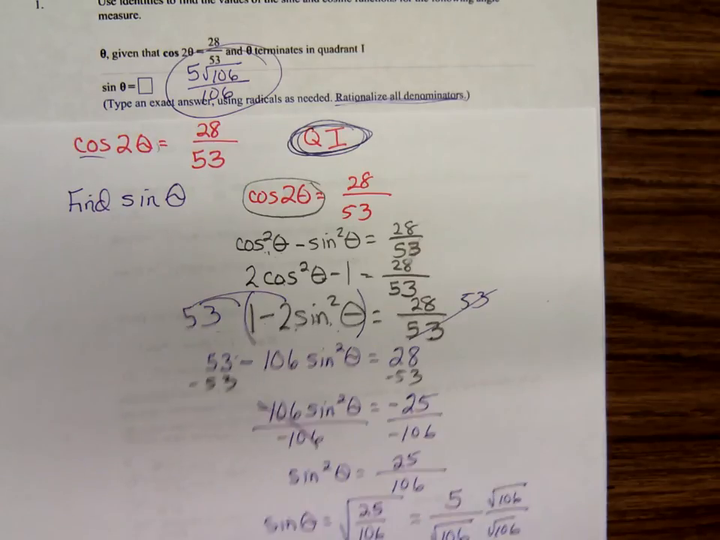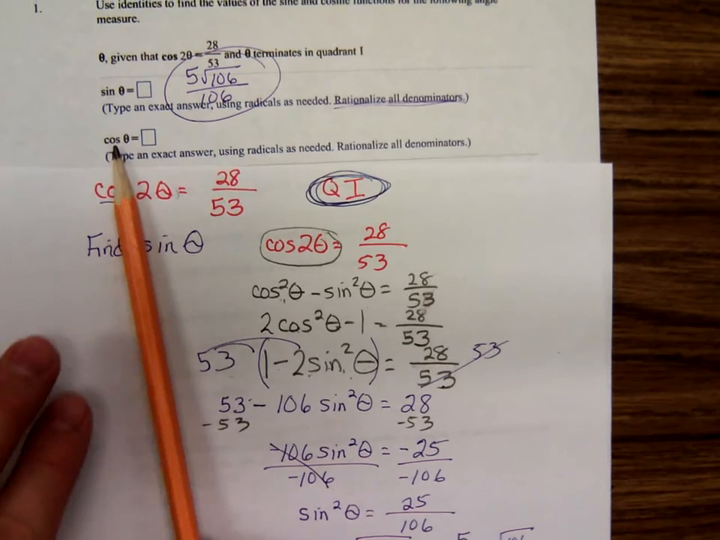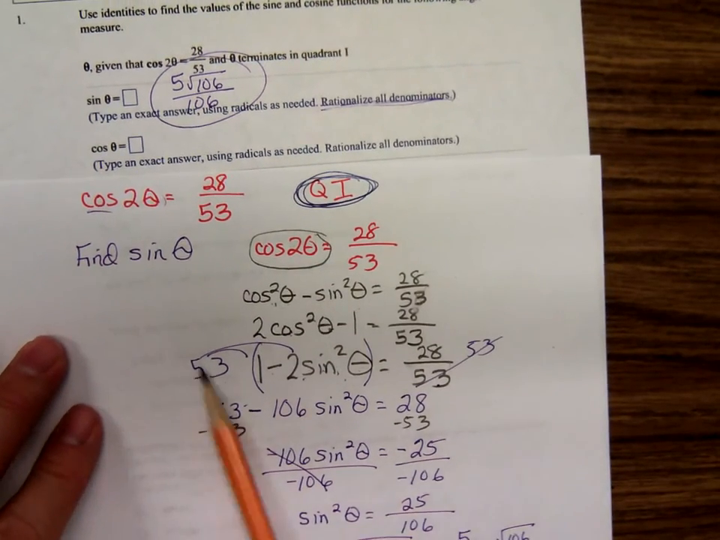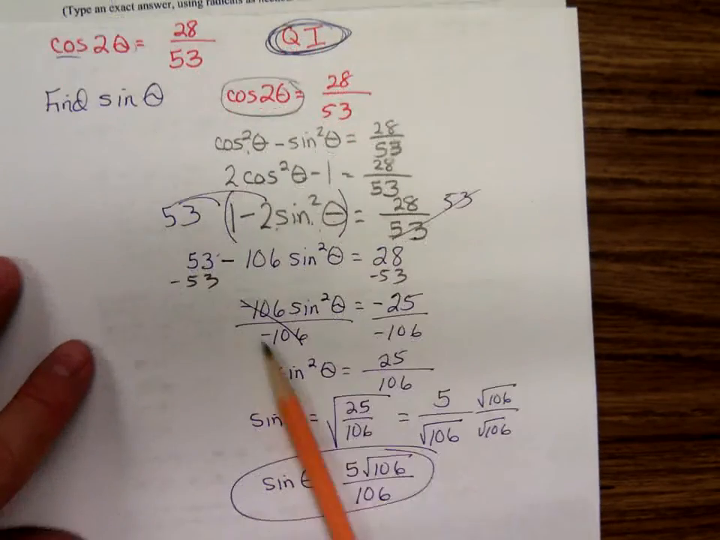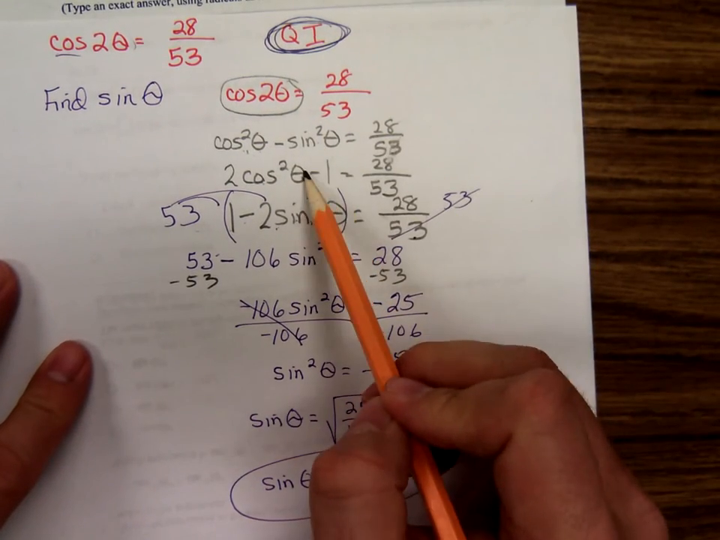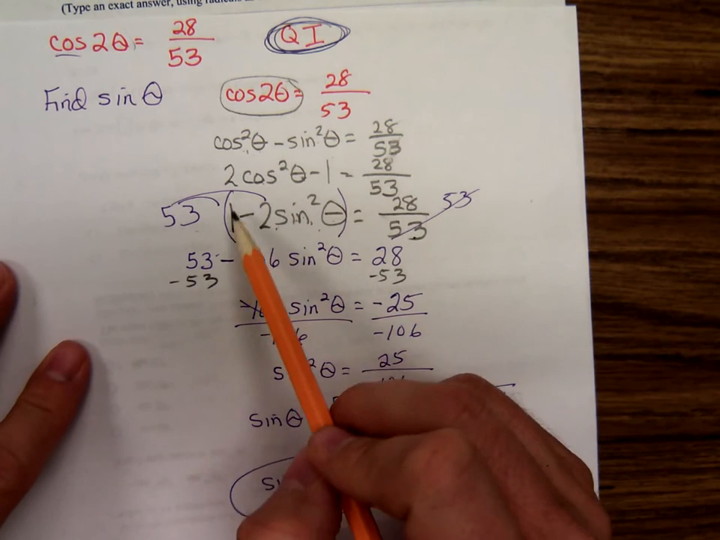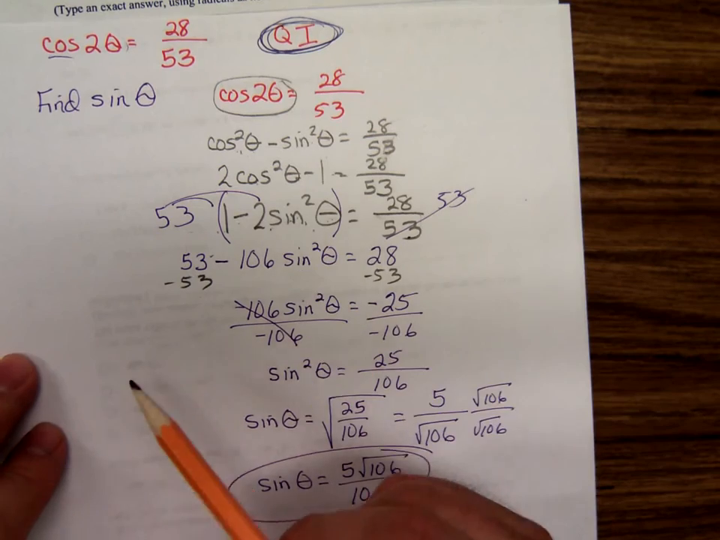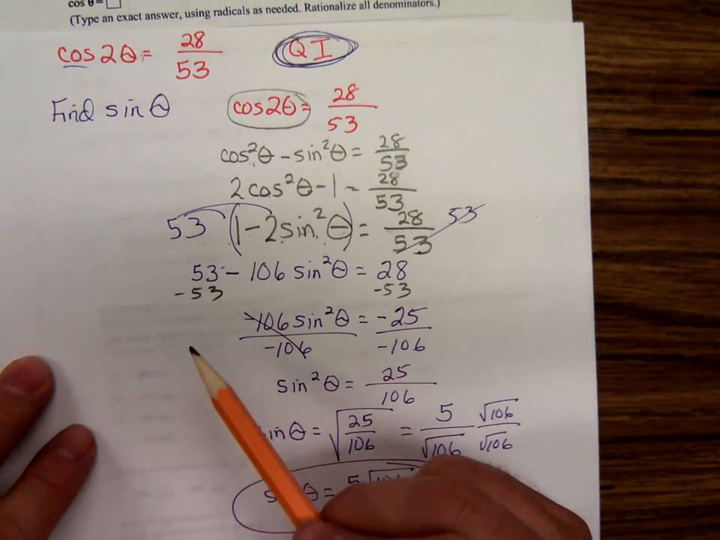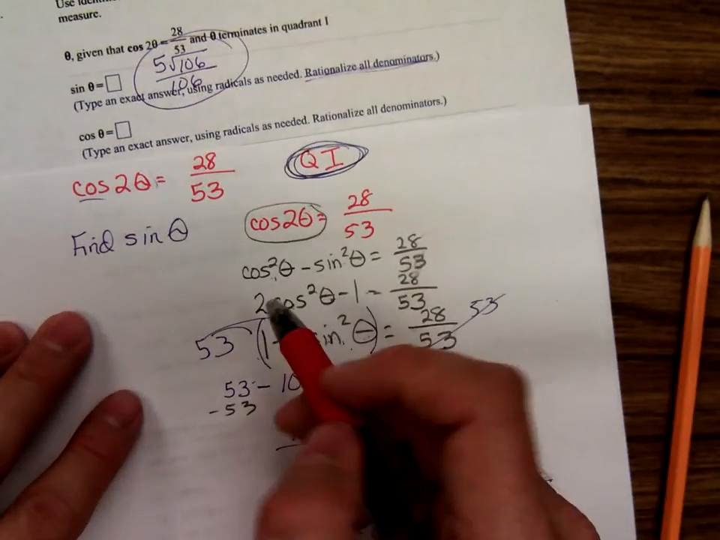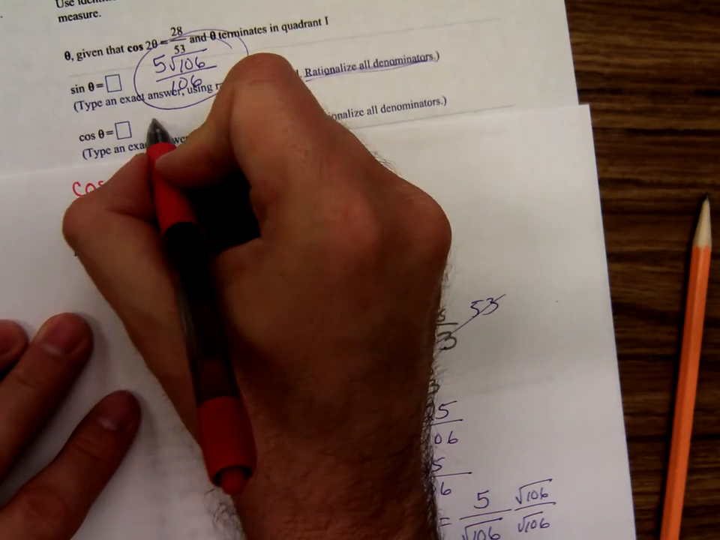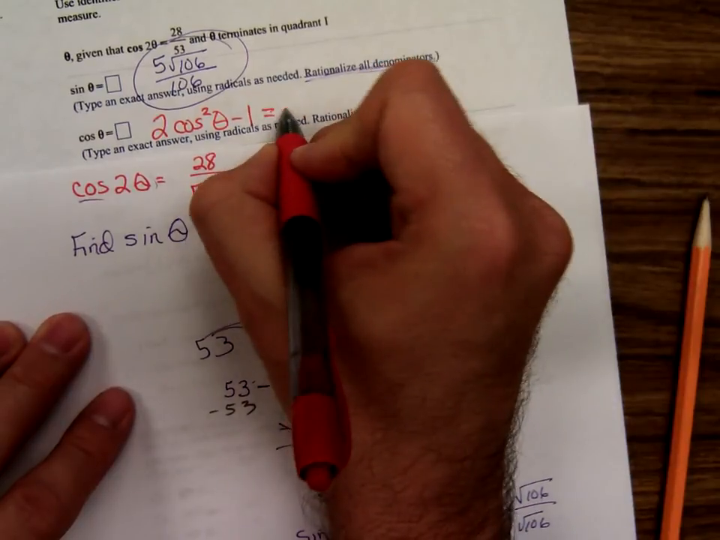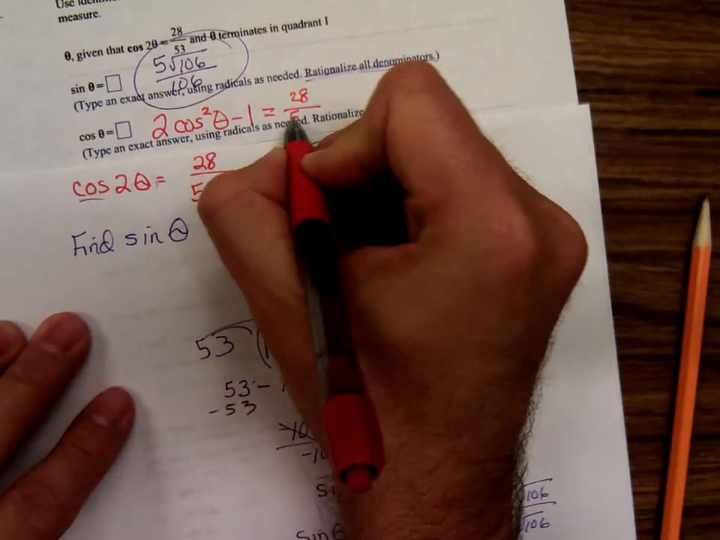Now to do the second part, find cosine theta. Well, you're going to do the same thing we did here, except which one of the 3 identities would we use? Cosine squared theta minus sine squared theta, 2 cosine squared theta minus 1, or 1 minus 2 sine squared theta? Yeah. You're going to use the one with cosine, so we're going to solve 2 cosine squared theta minus 1 equals 28 over 53.